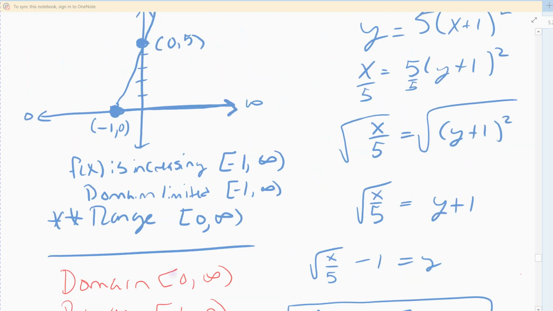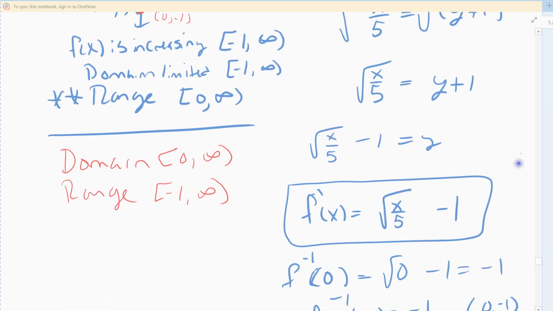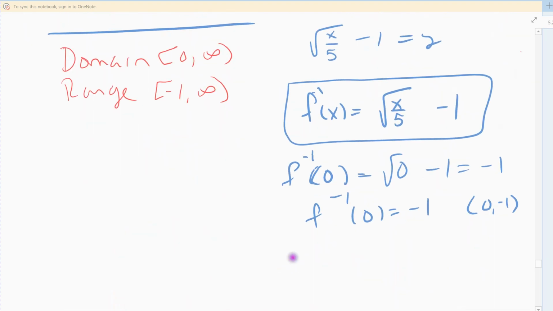I'll go to graph it, and so 0, negative 1 puts me here, which is, again, flip my x and y, so that should be the case. I'm going to draw that in red. 0, negative 1. And the next point should be 5, 0. So I'm going to plug 5 in and see if I get out 5, 0. So f inverse of 5.